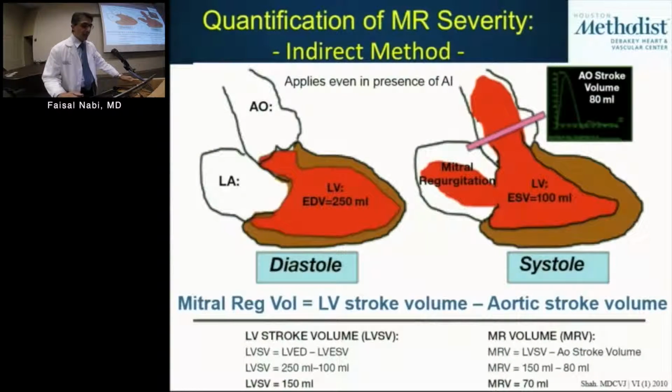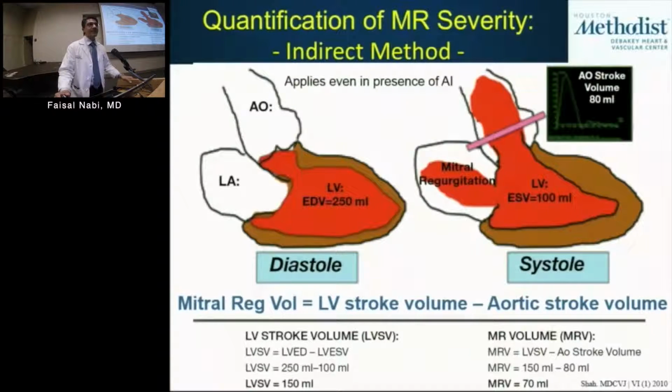So when it comes to quantitating mitral regurgitation, how do we do this? I think the concept, we use a method called the indirect method. If you'll just imagine with me, if you know your LV stroke volume, which is really the difference between the volume of your heart in end diastole and end systole, it is therefore what the LV is able to push out.